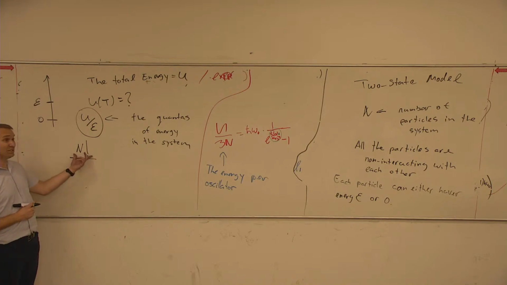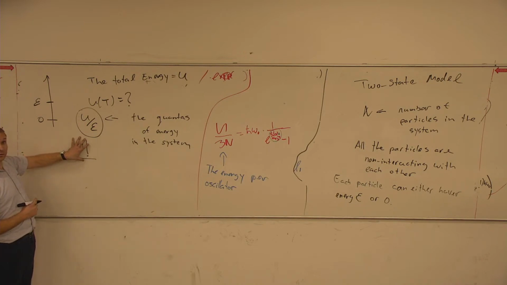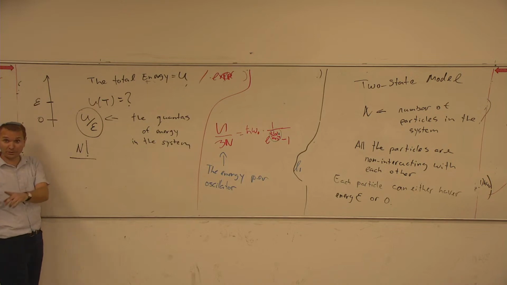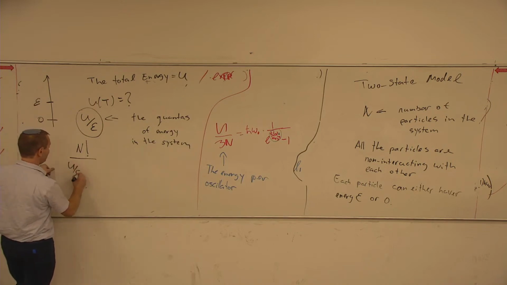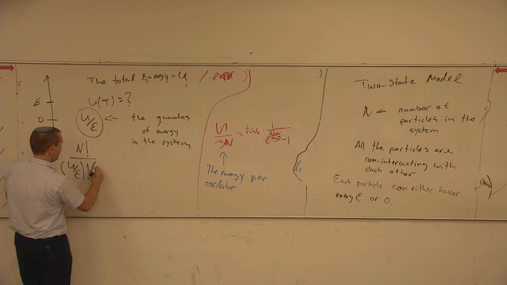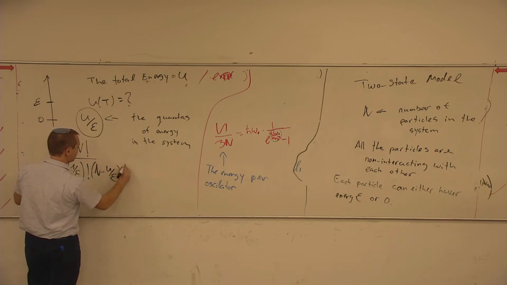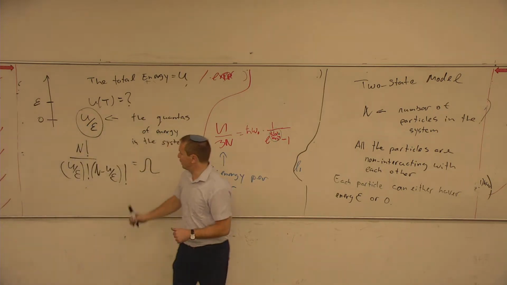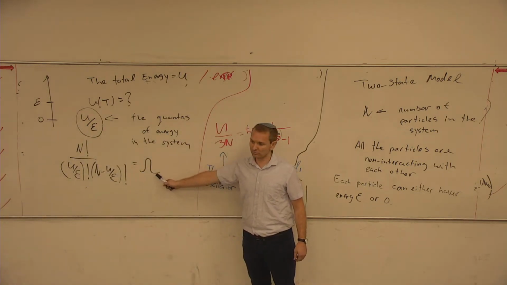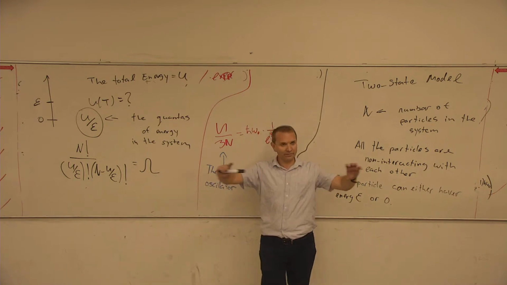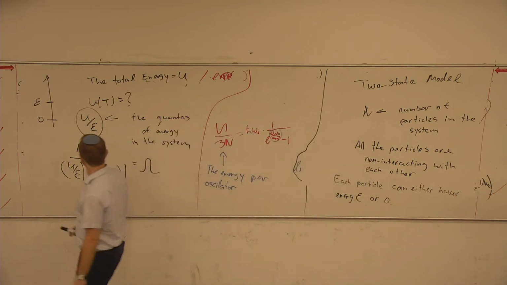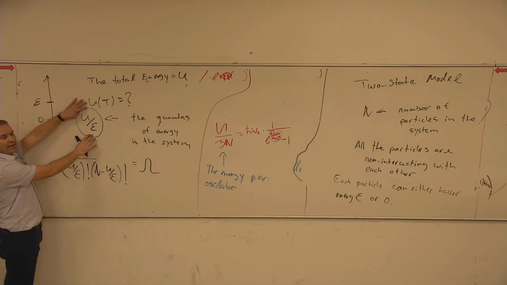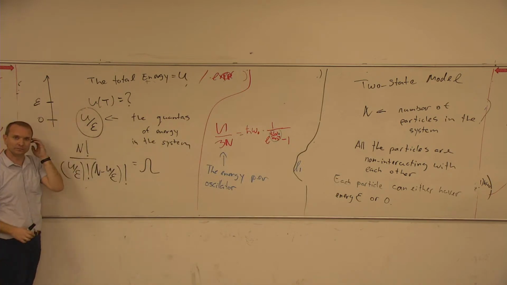So it's like choosing U over epsilon particles out of the box that contains N different particles. So this is the binomial coefficient: N over U divided by epsilon. Is it clear to everybody why it's like that? No? Okay. So I have N particles, but the total quantity of energy that I have in my system is U divided by epsilon.